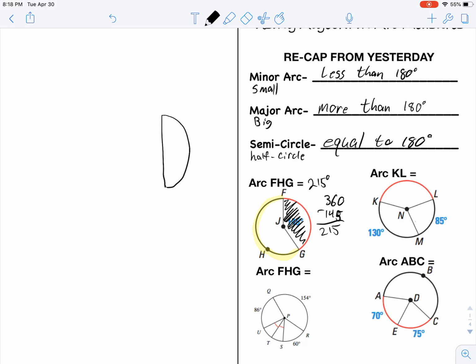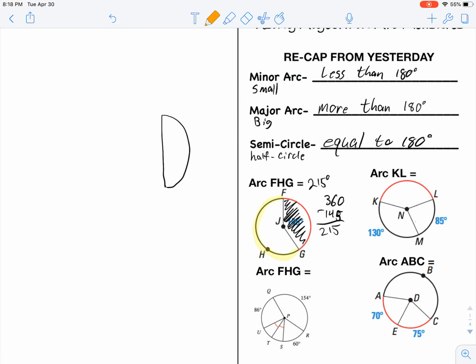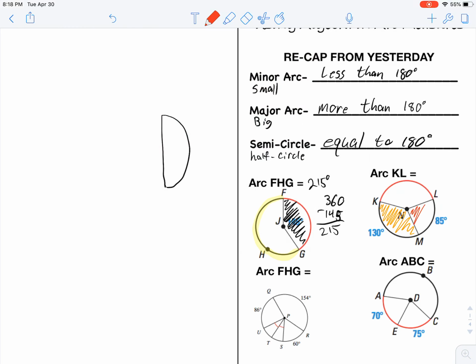Okay, cool. Let's slide over to the right and look at arc KL. Now, instead of having one portion and having to find the other, I'm given 2 portions and I have to find a third portion. If I look at these, I know that my orange right here is worth 130, and my red is worth 85. Well, if I take away those 2 portions from the whole amount, I'm left over with what I need. So let's put 130 plus 85.